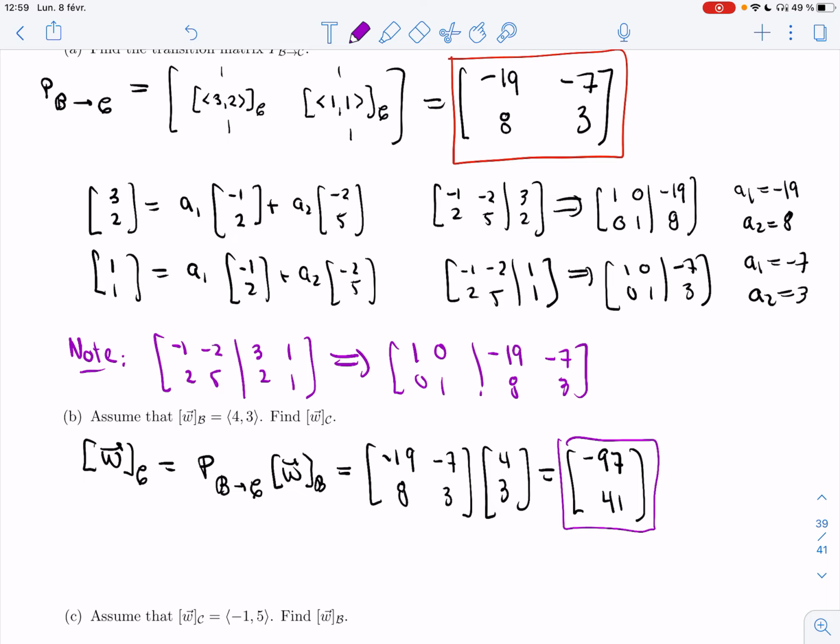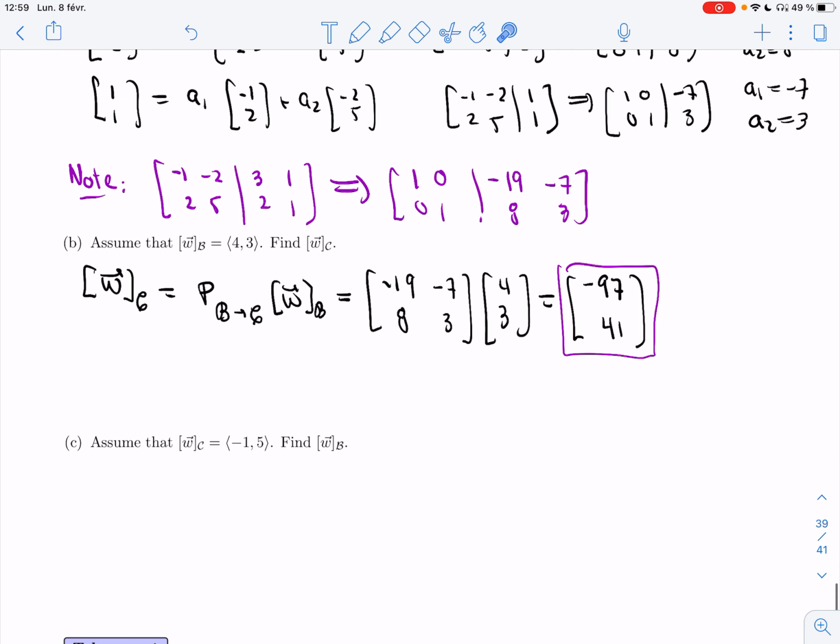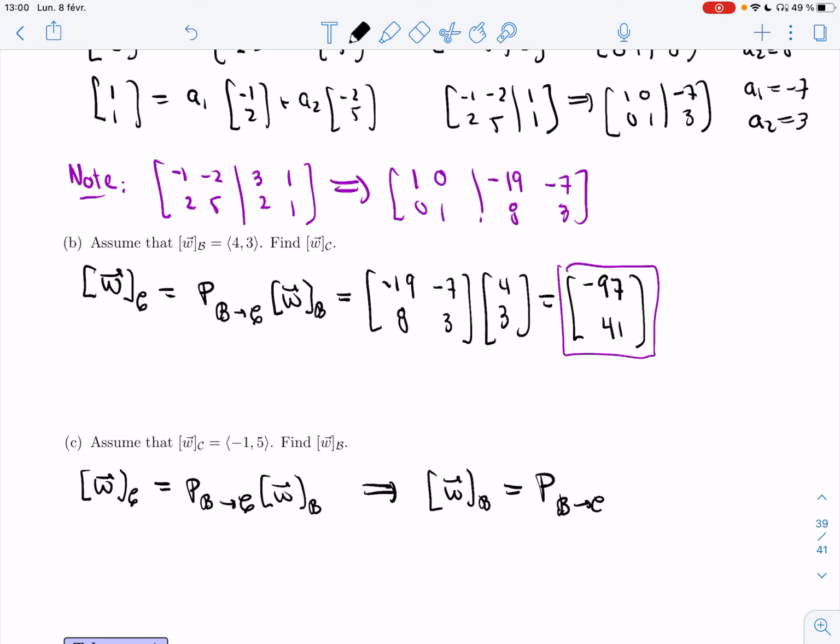All right, let's try a different problem. Let's say I know that the vector of W in terms of C is (-1, 5). I want to know how I can get the vector in terms of B. We have that the vector in terms of C is the matrix times the vector in terms of B, and the matrix will be invertible. So if I want the vector in terms of B, I'm going to take the inverse of P from B to C times W in terms of C. I'm just going to invert it and send it to the other side.